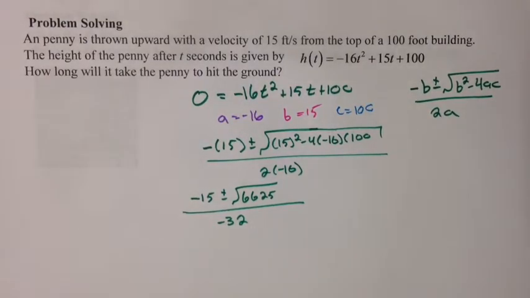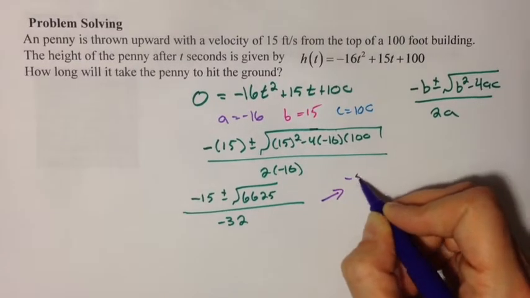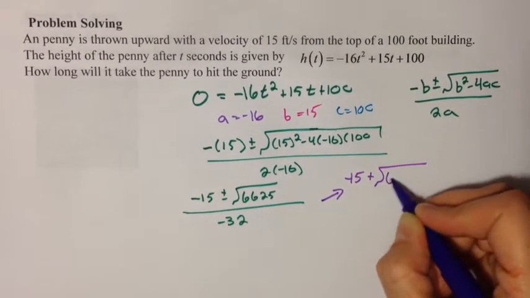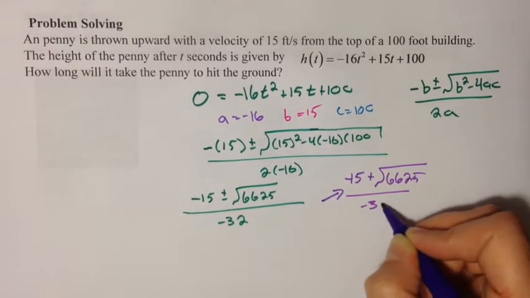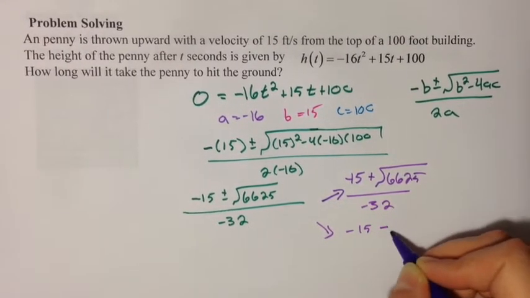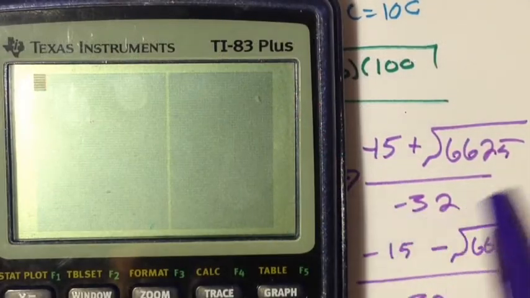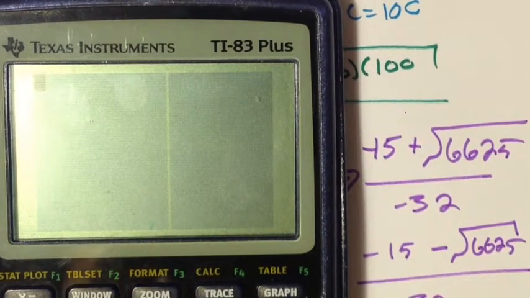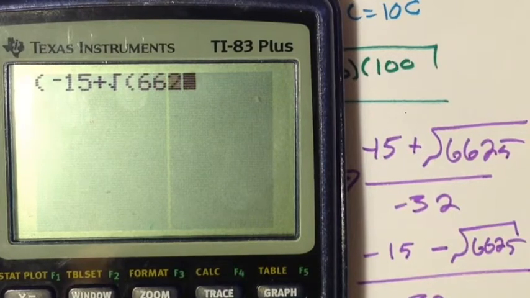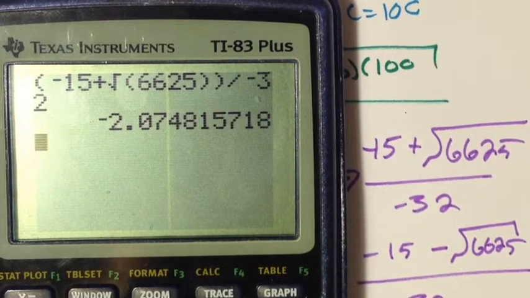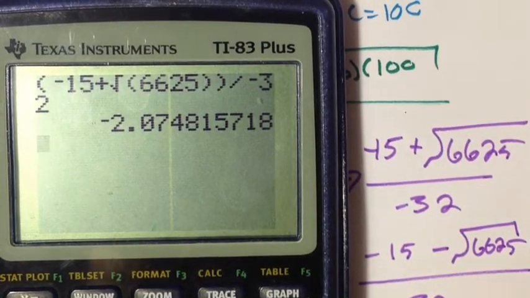Remember that this breaks off into two separate possible answers. I could have negative 15 plus the square root of 6,625 all over negative 32. Or I could have negative 15 minus the square root of 6,625 all over negative 32. Now I'm going to enter this into my calculator as one big expression, and I just want to show you what that's going to look like. I'm going to put parentheses around the top of the fraction and do negative 15 plus the square root of 6,625. I close the parentheses for the square root, and then I close the parentheses for the top of my fraction. Then I put divided by negative 32. And I get negative 2.07.